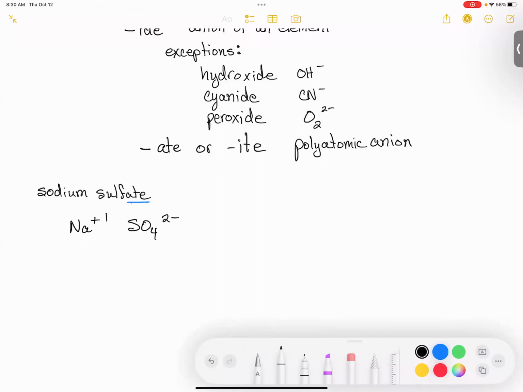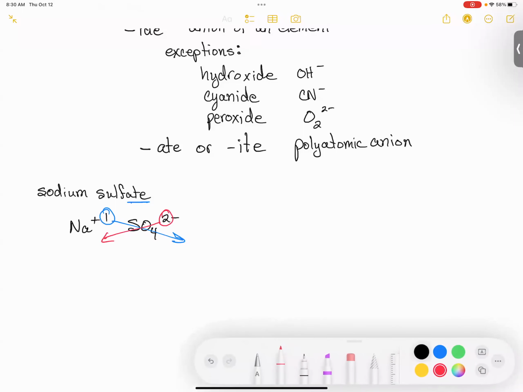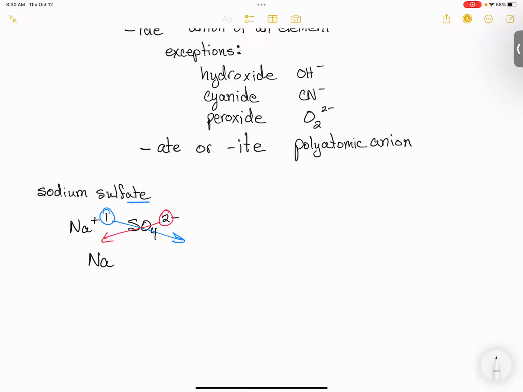Now, we are going to cross and drop the magnitudes of the charges onto our individual elements. So on sodium, I'm going to drop a 2. On sulfate, I am going to drop a 1, and because I'm only dropping one of them, parentheses are not required. So the formula for sodium sulfate is simply Na2SO4. This formula literally means that there are 2 sodiums, there is 1 sulfur, and there are 4 oxygens.